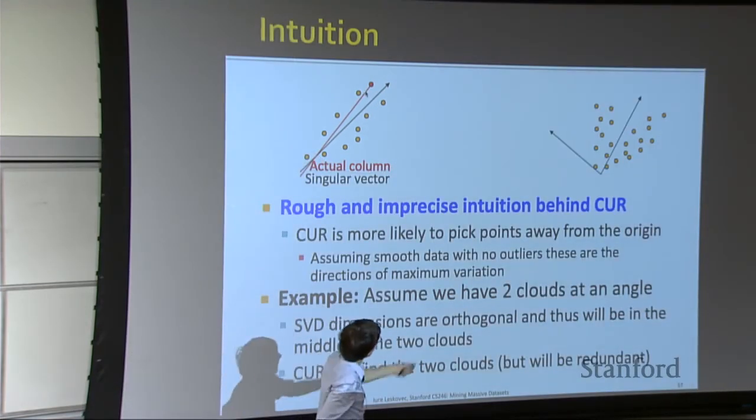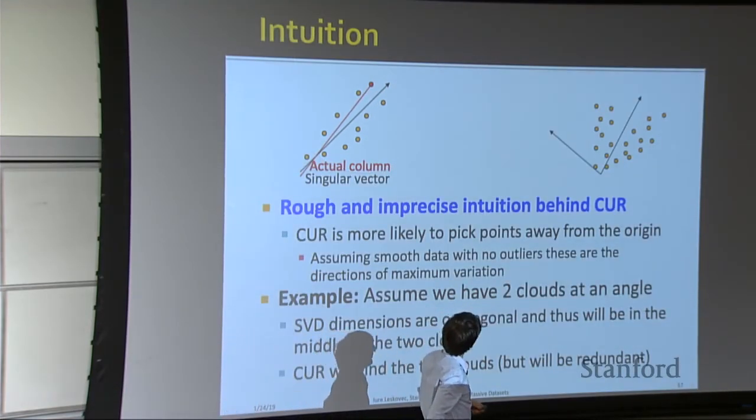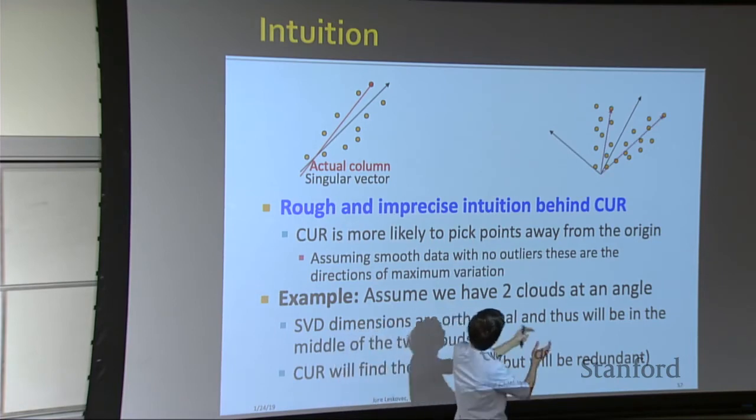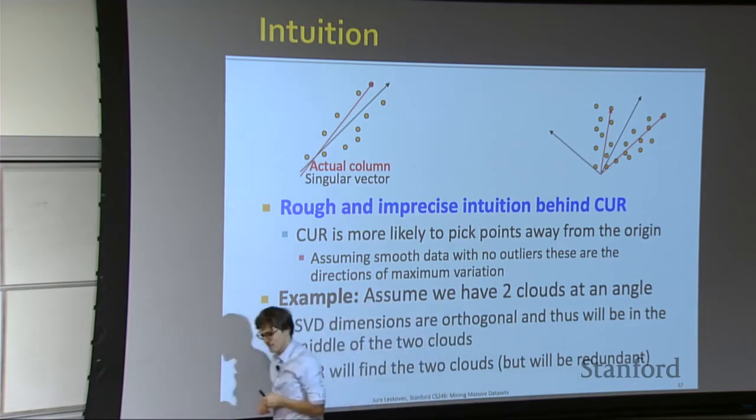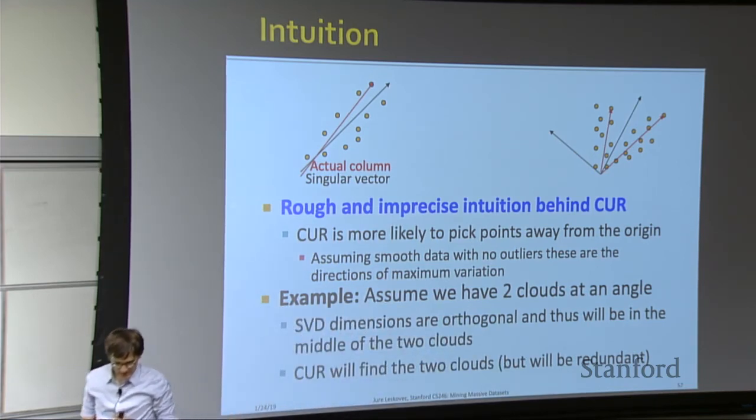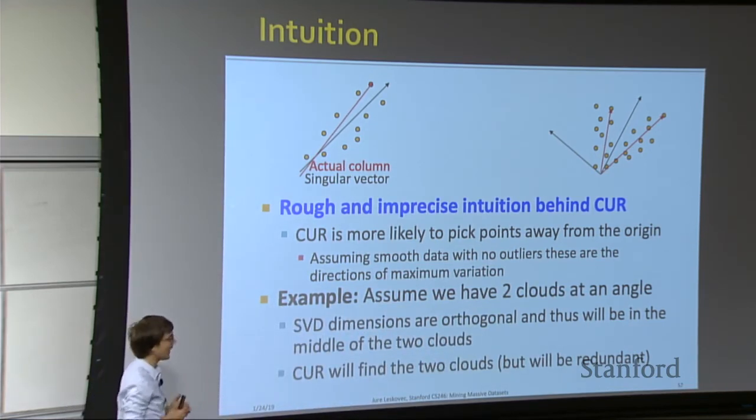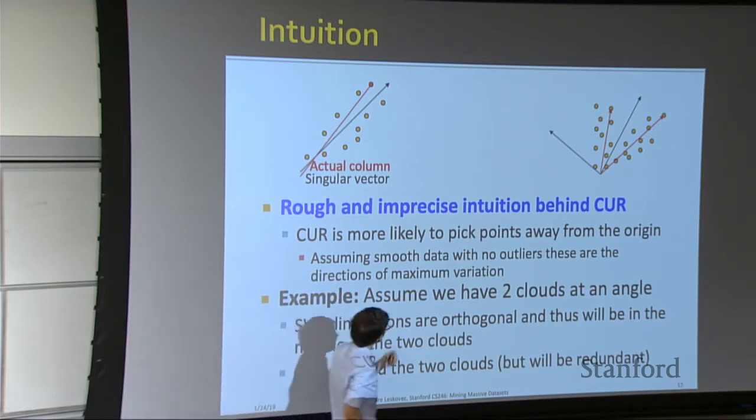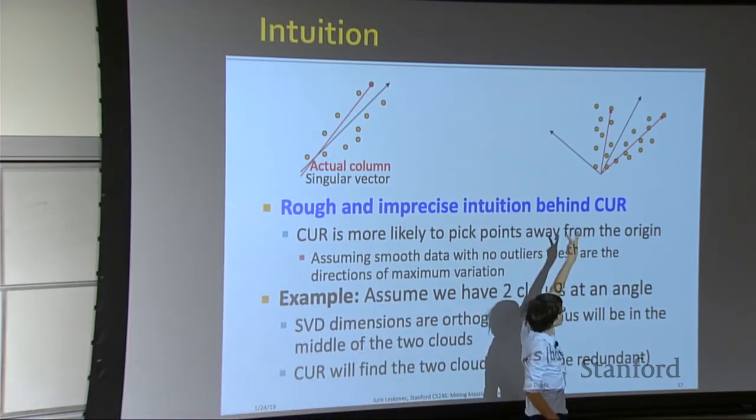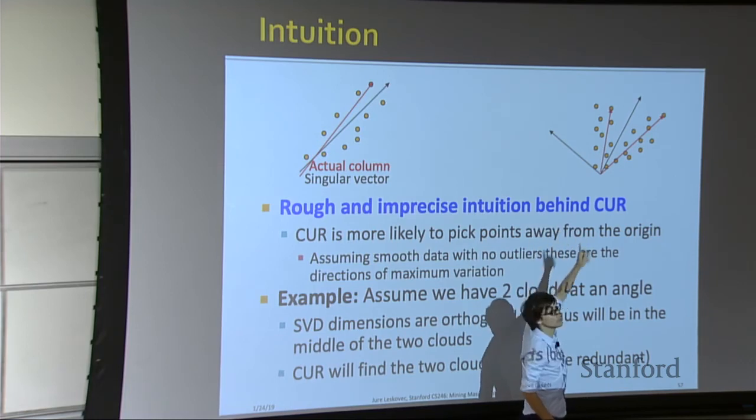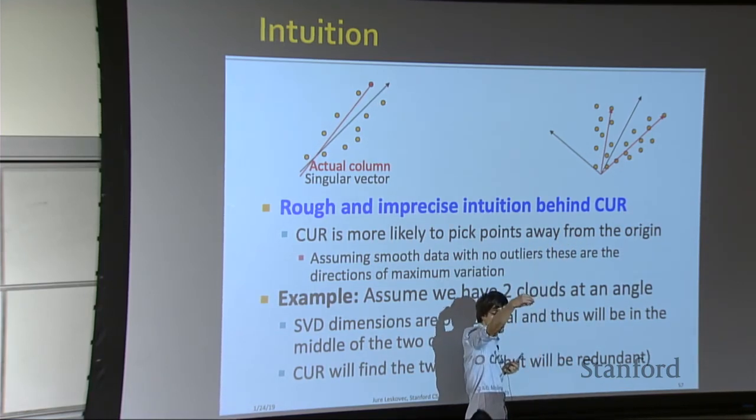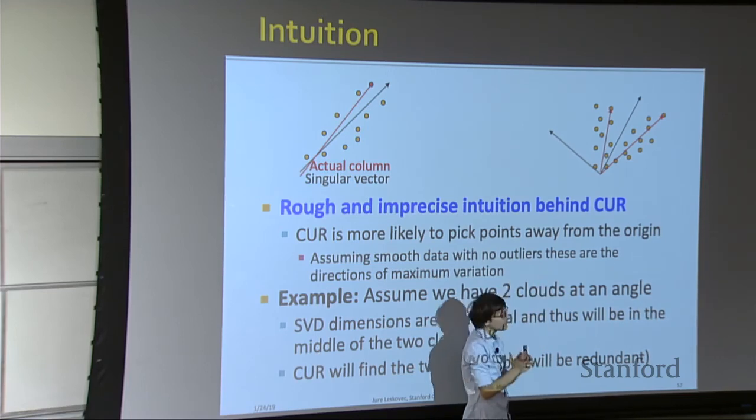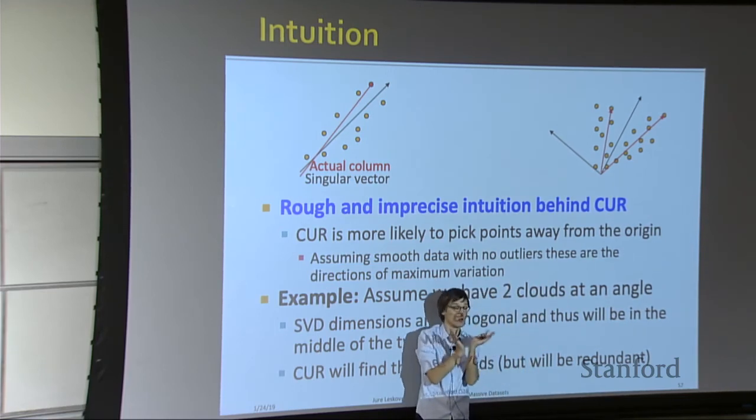And if I have more complicated data, I will again pick two different columns and they will likely be like I show here in red, right? So basically the idea is that if we have two clouds at an angle, then what SVD will do, it will identify the two black lines, right? Because the first one is the direction of maximum variance, and it will go kind of in the center. And then the second one has to be orthogonal to it.